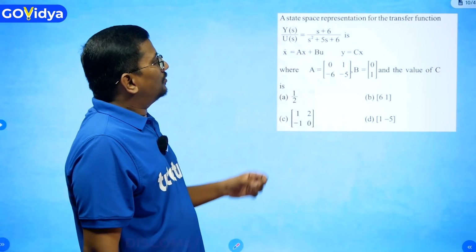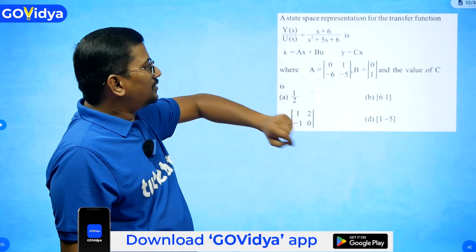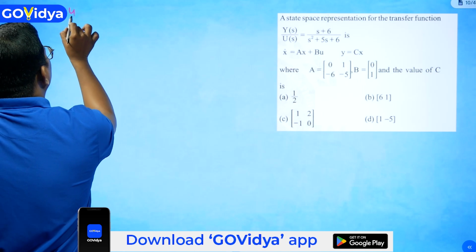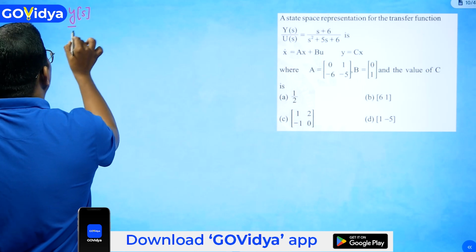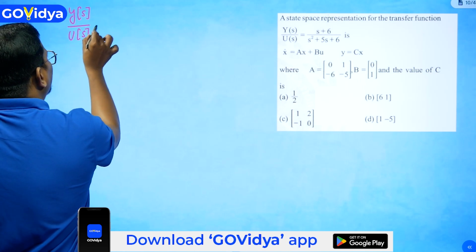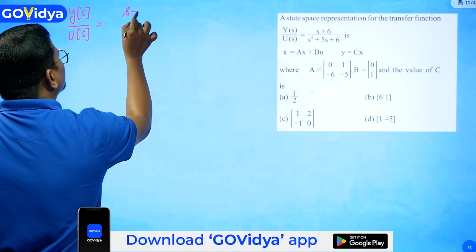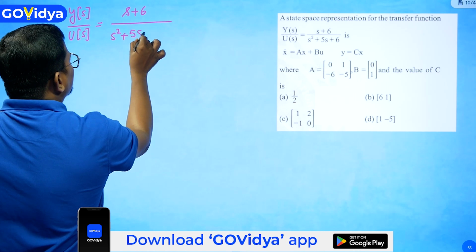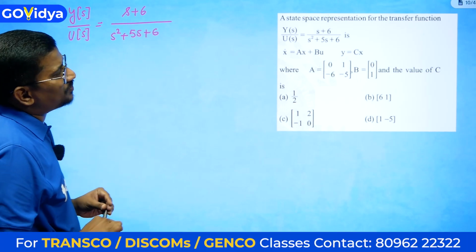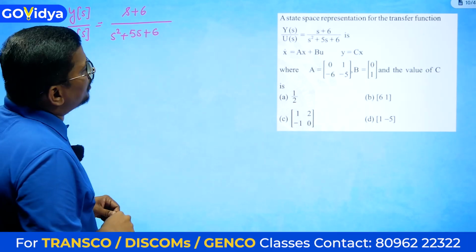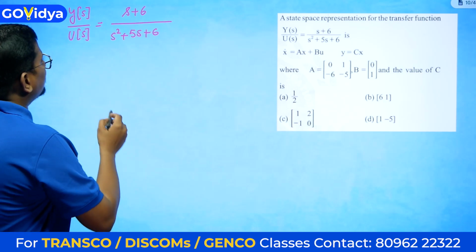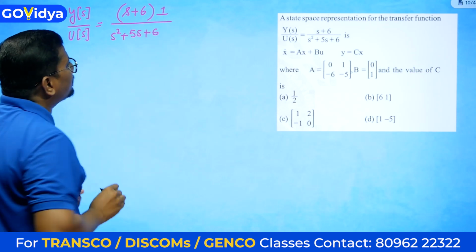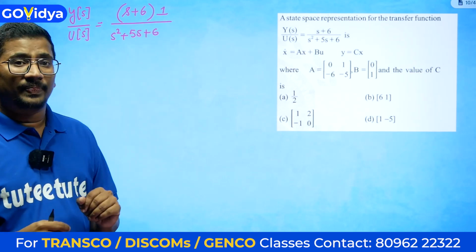Okay, so now they have given the transfer function. Now they are asking for the state space. So what is the given transfer function? Y of s by U of s is equal to s plus 6 by s square plus 5s plus 6. Okay, so how to deal with this? Can I write it multiplied with 1 indirectly? Can I say that? Yeah.